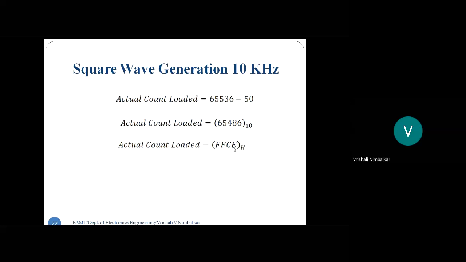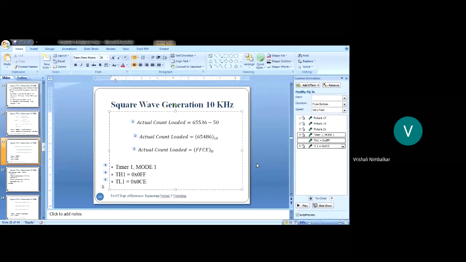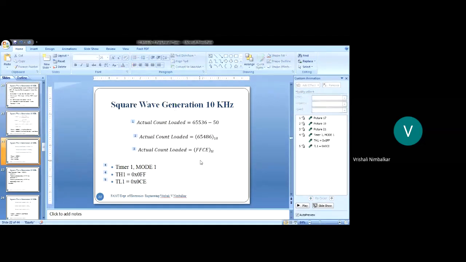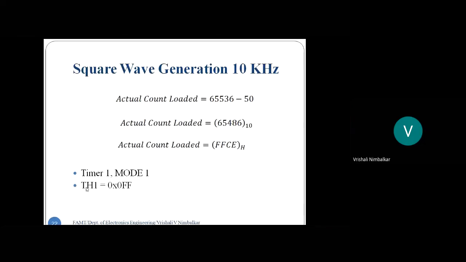So the count registers are TH1, TL1. So timer 1, mode 1. The higher count should be loaded in the higher register. So in TH1 we will be loading FF. So TH1 we load the higher count, and in TL1 we load the lower count, CE.